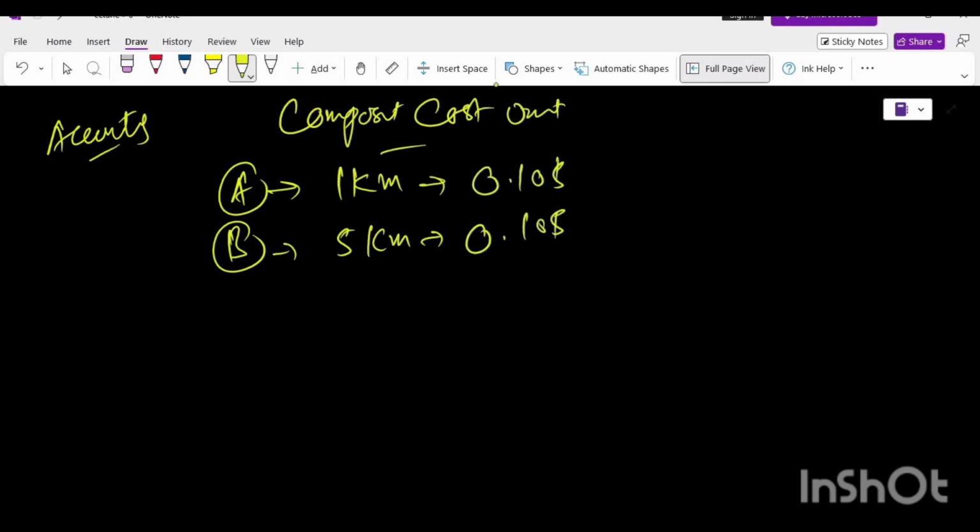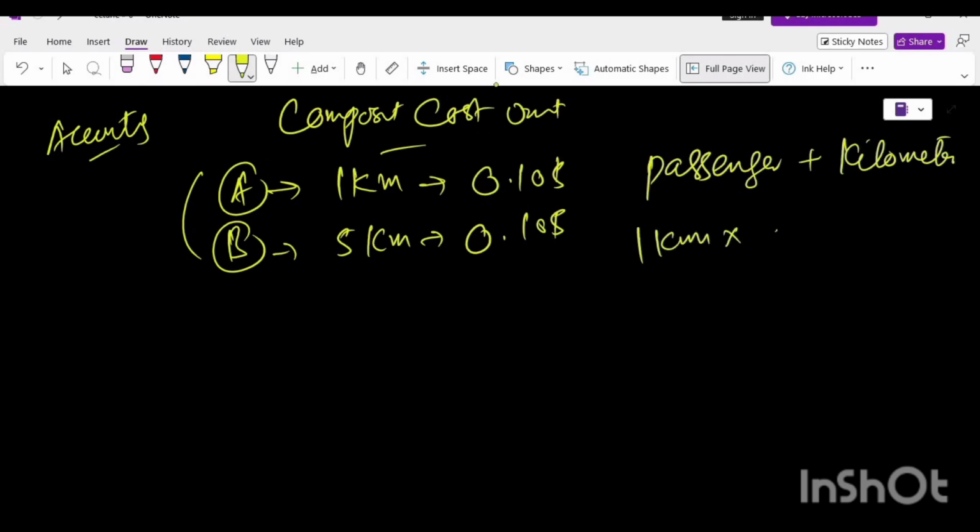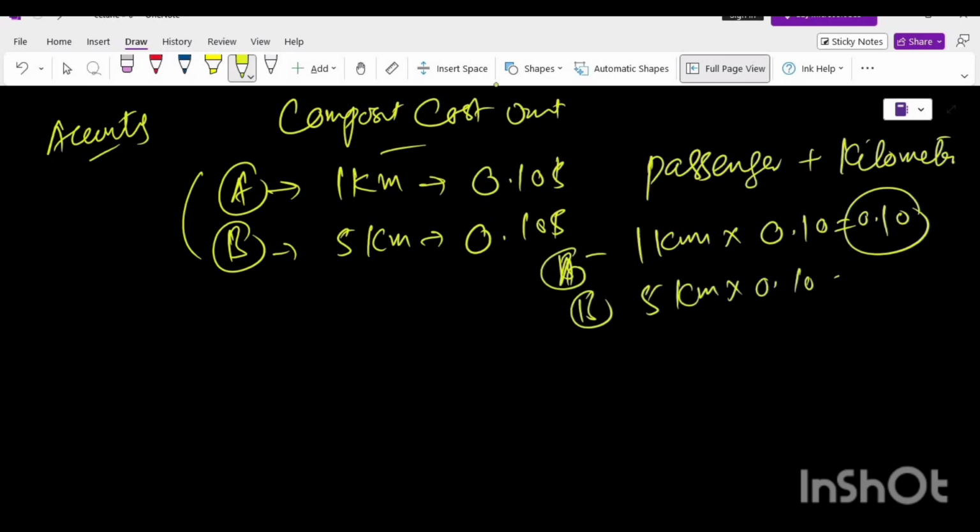And we assume the cost per kilometer is $10. So if you use these two factors, the passengers plus the kilometers traveled, you will measure the cost for passenger A, who travels 1 kilometer, as $0.10. For passenger B, the cost should be $0.50, and this is the actual or accurate rate.